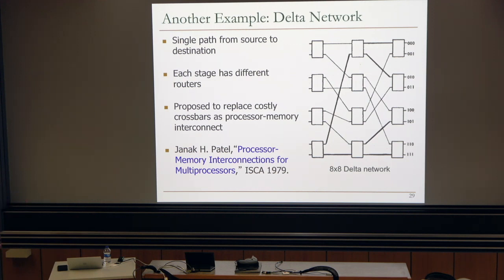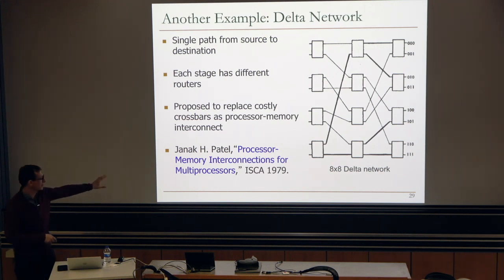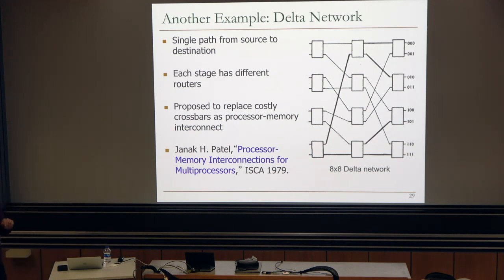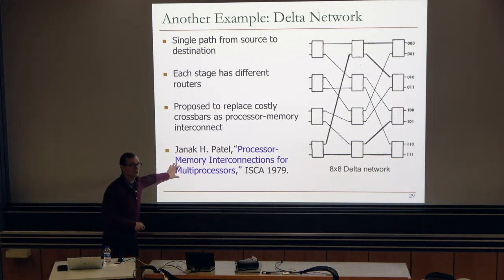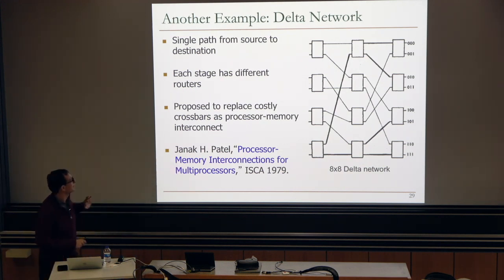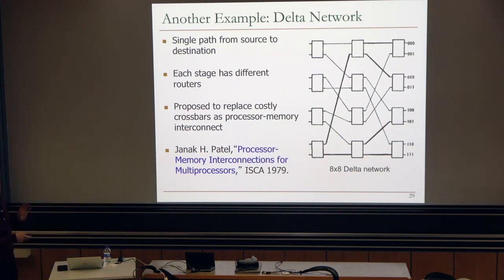Janak Patel, who's a retired professor right now at Illinois. You remember this name probably from the MESI protocols. But before he was looking at MESI protocols, he was actually looking at the interconnection networks also, or while doing that also. And I would recommend this paper because it's a beautifully written paper about a particular multi-stage interconnection network called delta network. And I think one of the differences over here is each stage here has different routers, which is interesting. And you have a single path from source to destination. And it was one of the first networks that was proposed to replace those costly crossbars as processor memory interconnect.